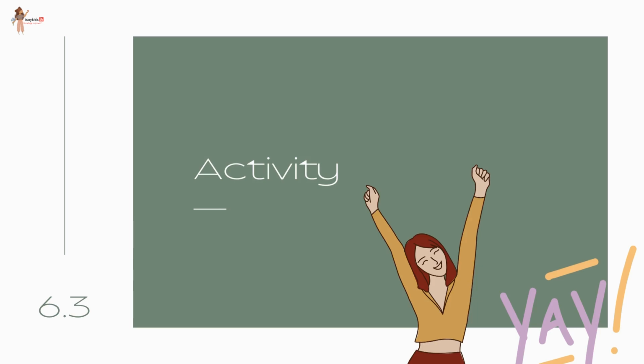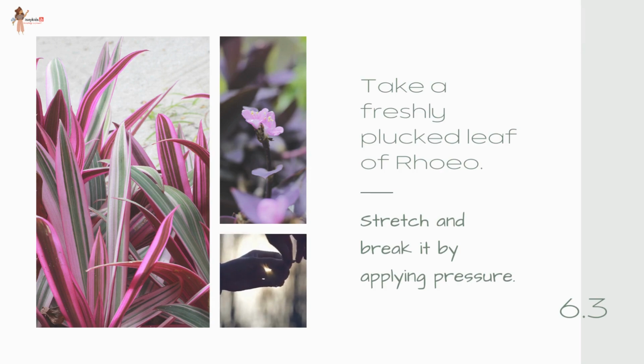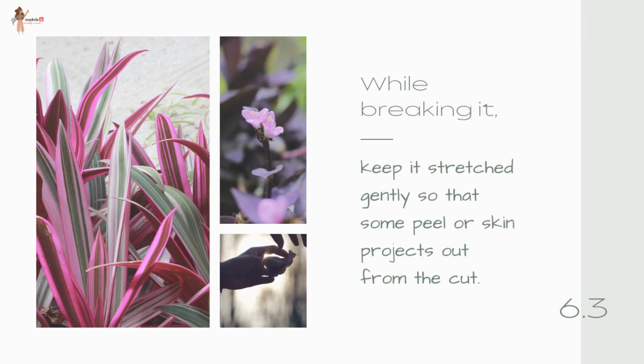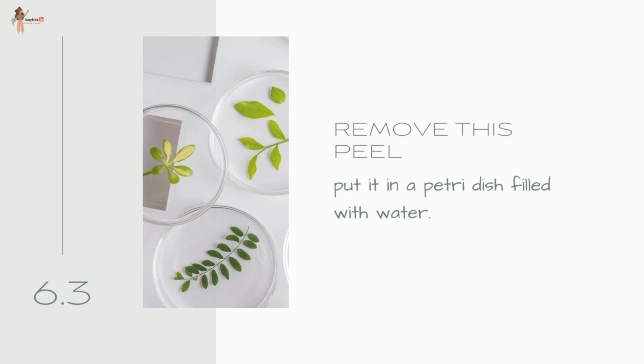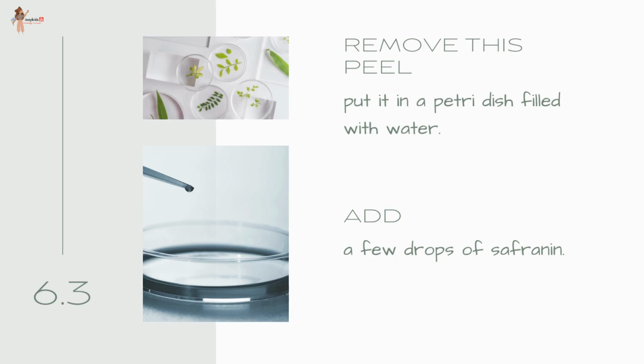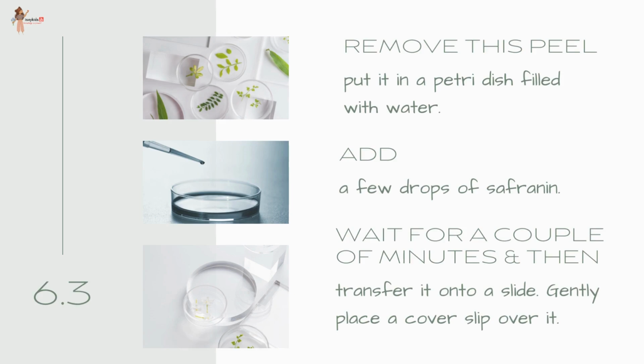Activity time again. Take a freshly plucked leaf of Rheo. Stretch and break it by applying pressure. While breaking it, keep it stretched gently so that some peel or skin projects out from the cut. Remove this peel and put it in a petri dish filled with water. Add a few drops of saffron. Wait for a couple of minutes and then transfer it onto a slide. Gently place a cover slip over it.